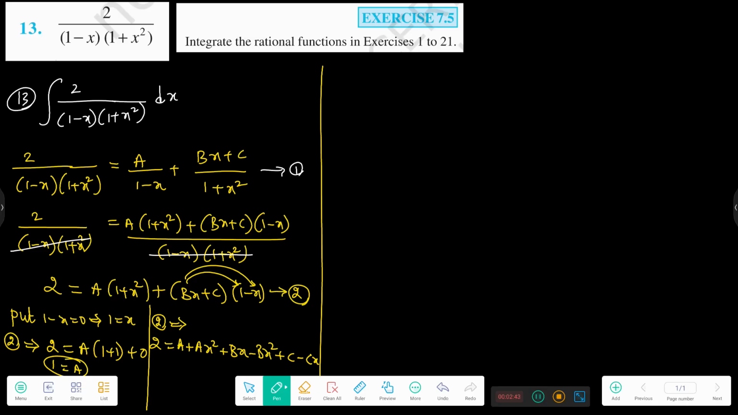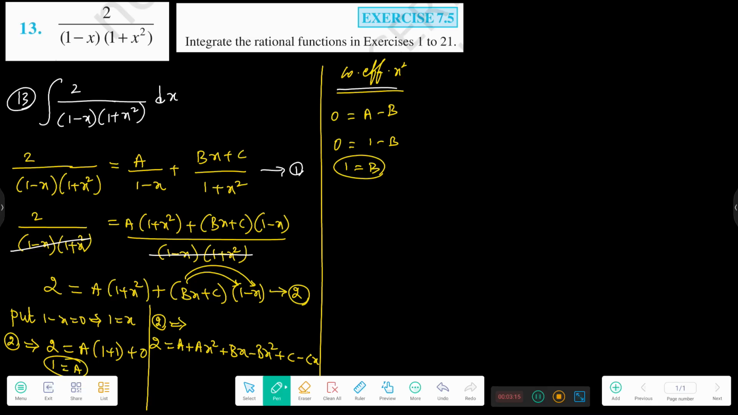Now equating coefficient of x square. So first coefficient of x square I am equating. Let's see what we are getting. Left hand side no x square term, so 0, which is equal to right hand side x square term we have a and minus b. So that a minus b you will be getting. So that 0 is equal to a minus b, a value 1 when I give, I am getting b also 1. A also 1, then b also 1.